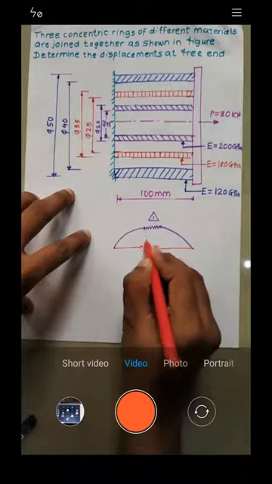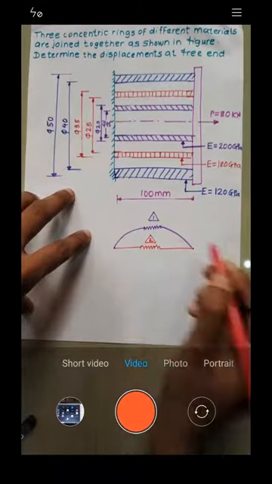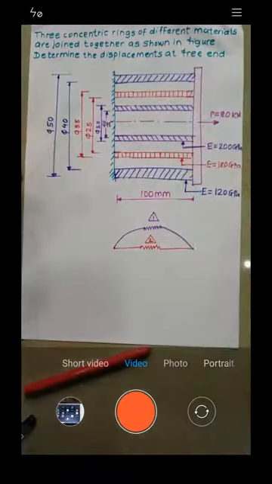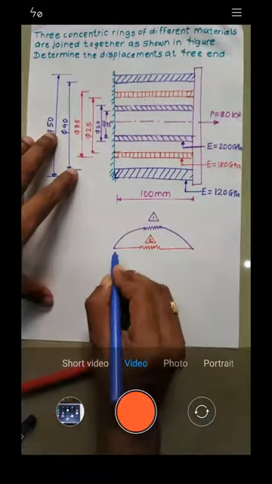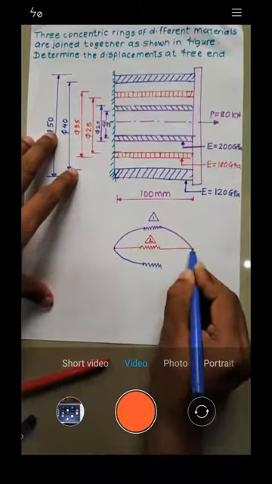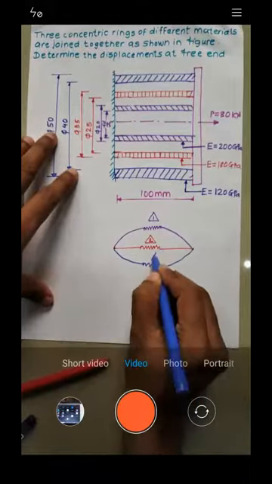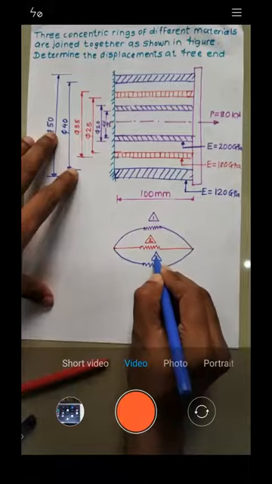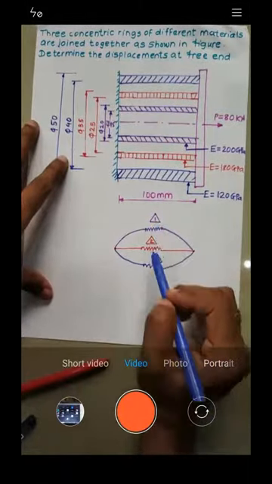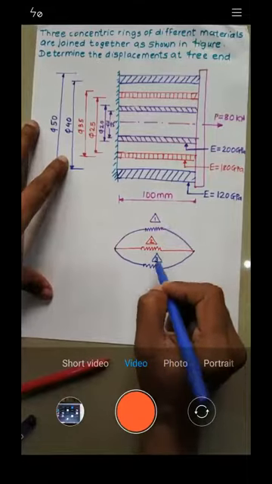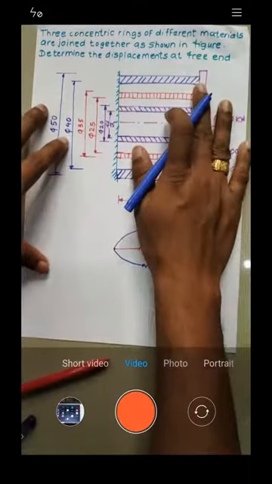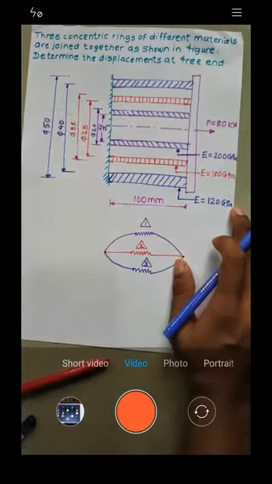This is element number 2, right? And after that, I have the outer ring. I will call this element number 3. Is that okay, all of you? Element number 1 is the innermost, element number 2 is the middle one, and element number 3 is the outermost. Is that okay?